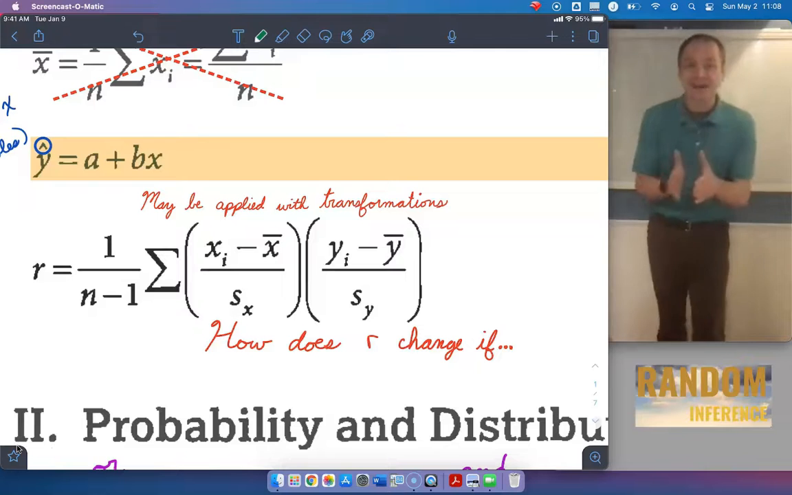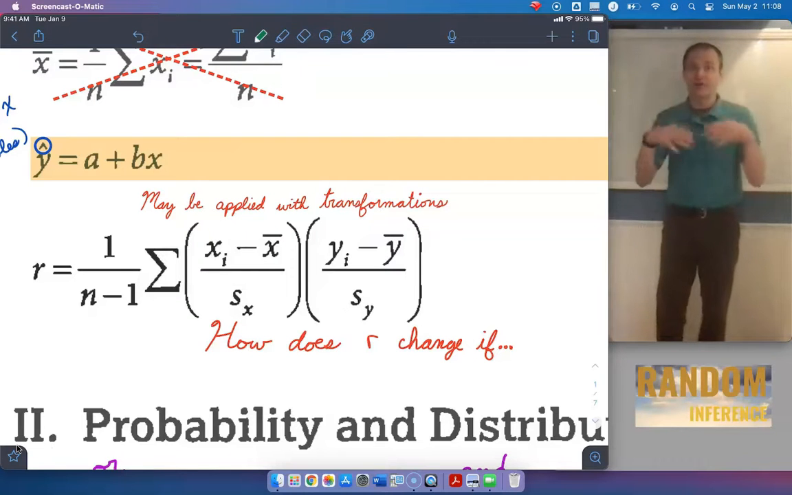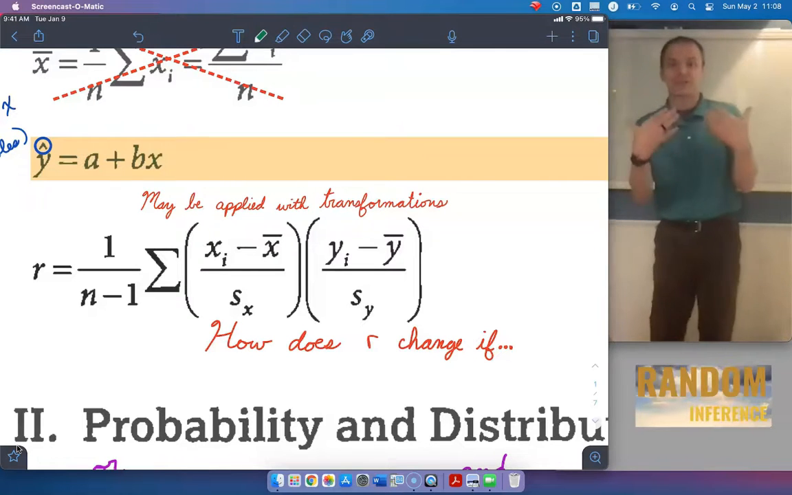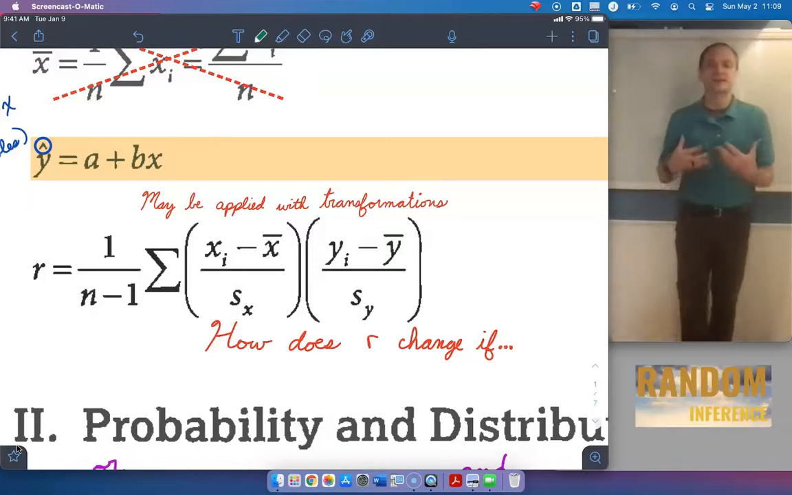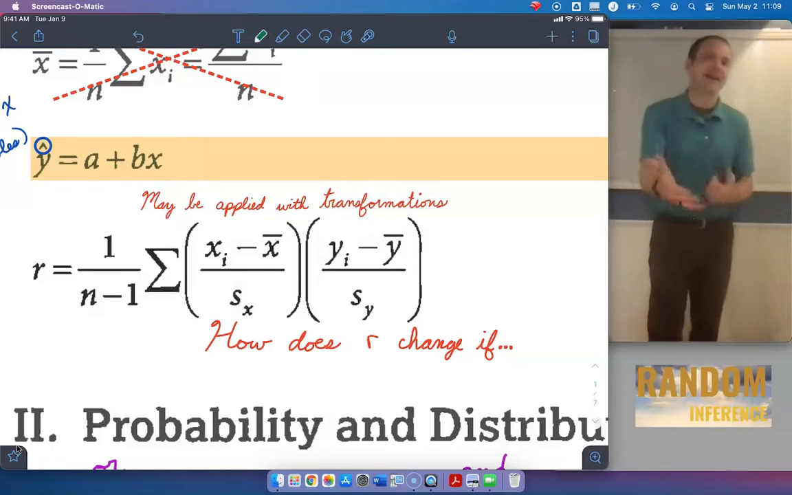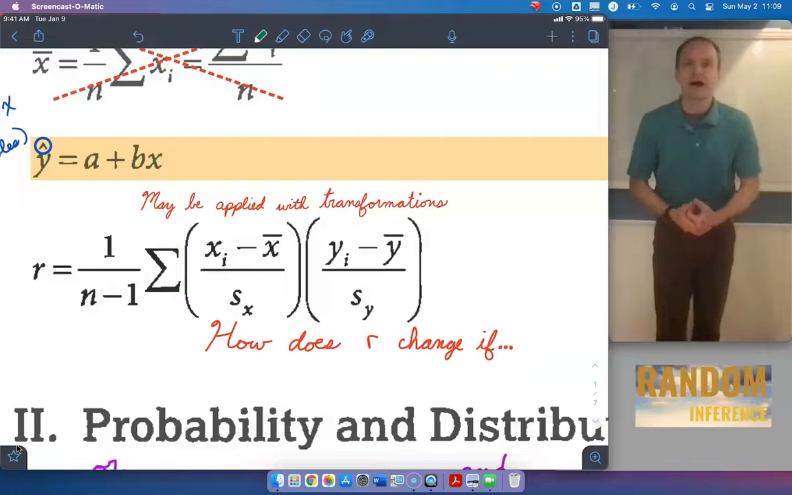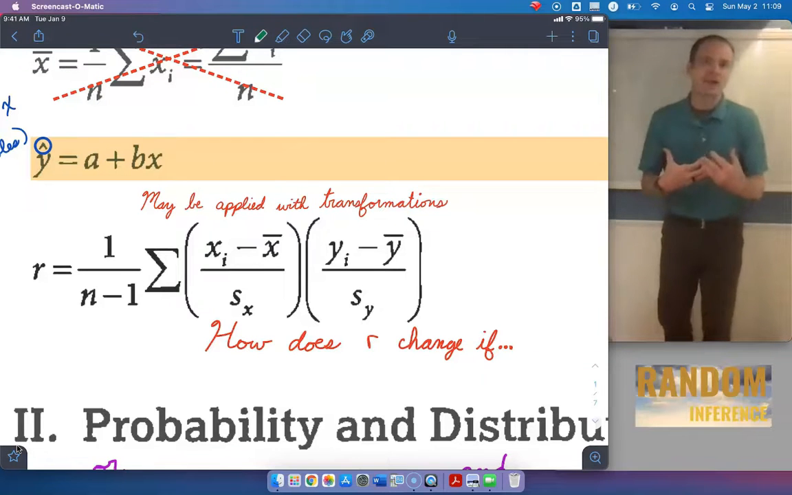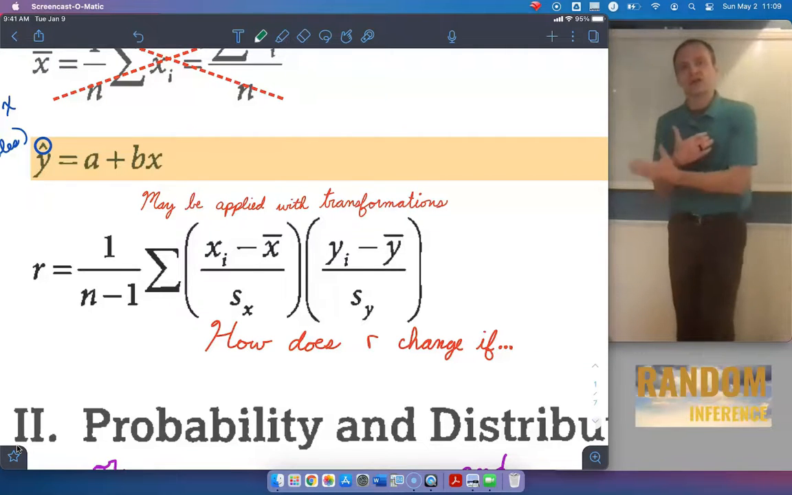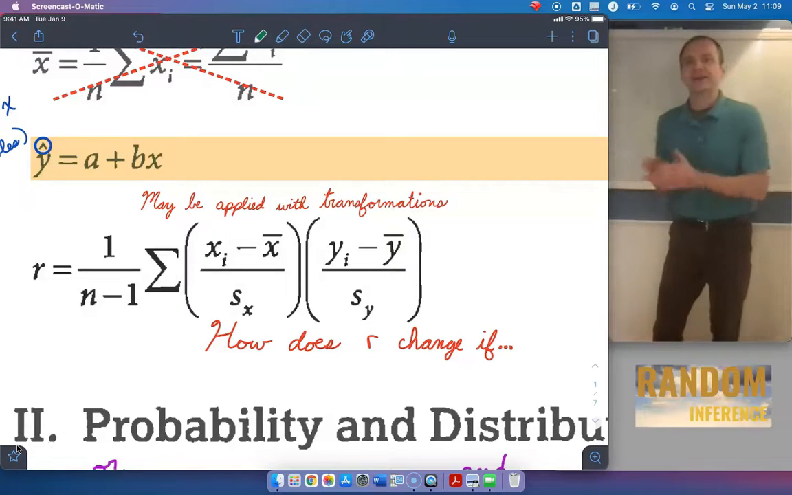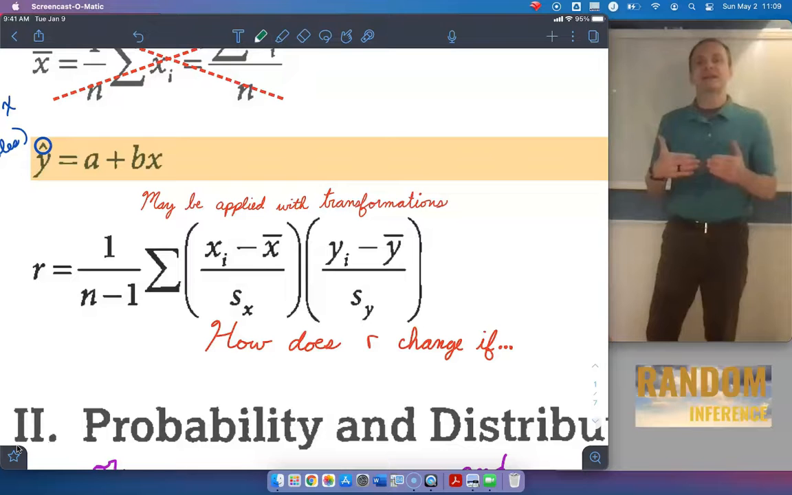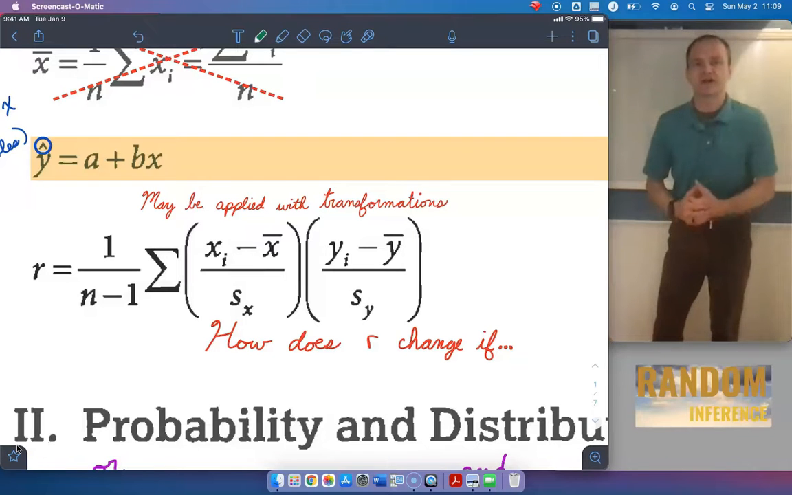If they're going to ask you something dealing with this formula, it's going to be something dealing with transformations. How does r change if you increase all the x values by 10 and you double all the y values? What's the effect on r? That's how this equation will be used on the AP exam. So don't cross it out. I would leave it there because it would help you mathematically see how each one changes by a transformation.